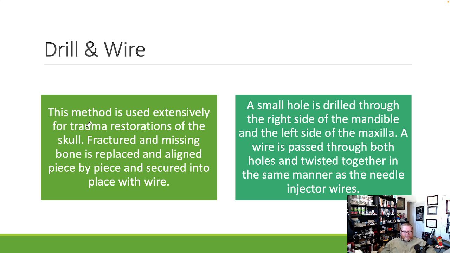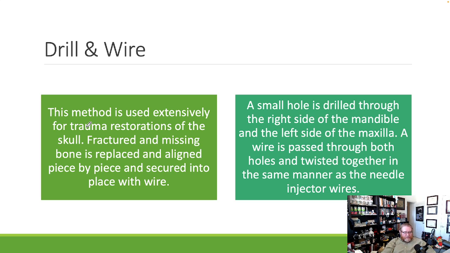Drill and wire is also possible. This method is used in trauma restoration. Fractured and missing bones are replaced and aligned piece by piece and secured with wire. And as the name implies, you take a drill with a very small bit. You start making holes where you need to. You pass wires through them. The barb injector wires are very useful for this. You cut the barb off, then use the wire by itself.